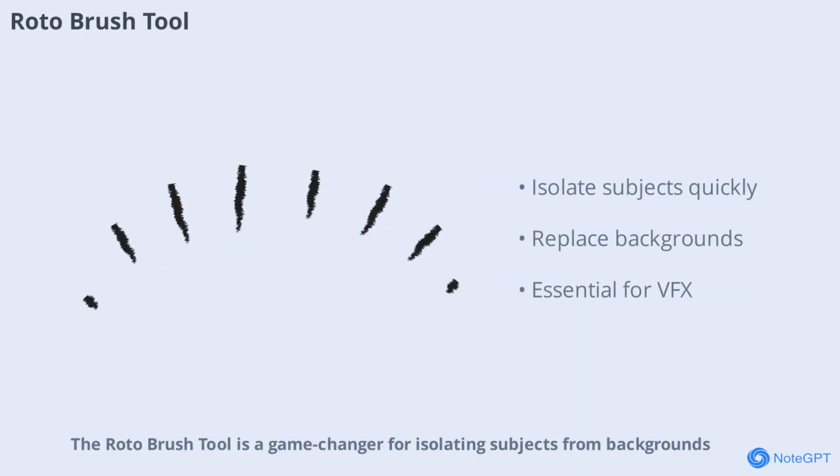Roto Brush tool is a game changer for isolating subjects from backgrounds. It uses AI to help you separate a person or object from the rest of the footage, making it easy to replace backgrounds or create advanced composites. This tool saves hours compared to manual masking and is essential for VFX work.